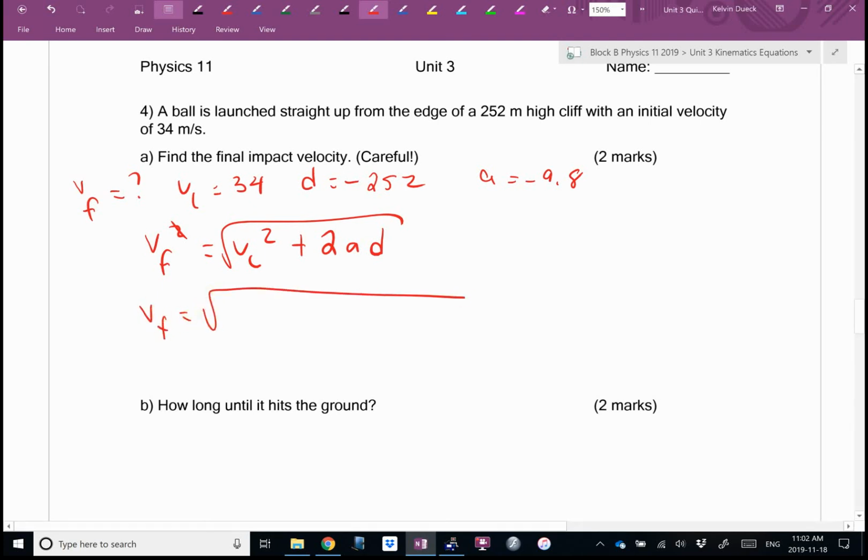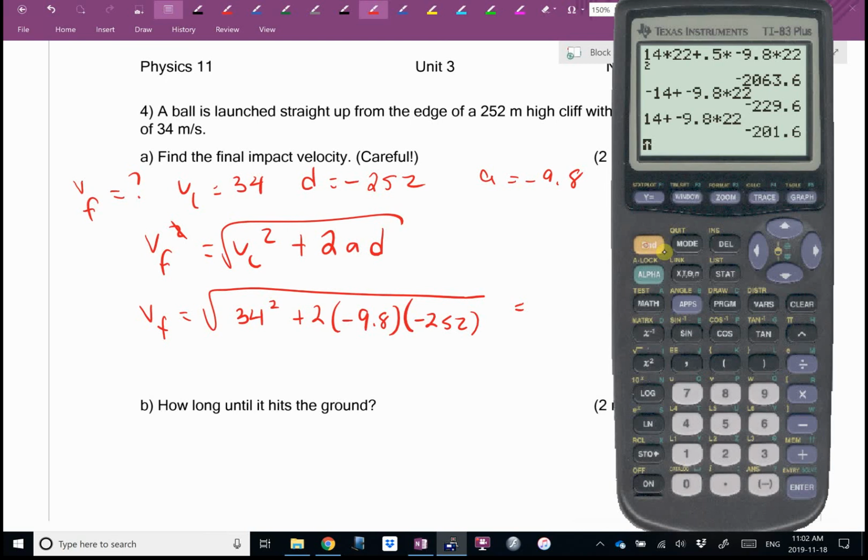So it's going to be the square root of 34 squared plus 2 times negative 9.8 times negative 252. Some of you can type this all in one fell swoop? I sort of can, but for complicated square roots, I'd still tend to type what's inside the square root first, and then go square root, answer button.